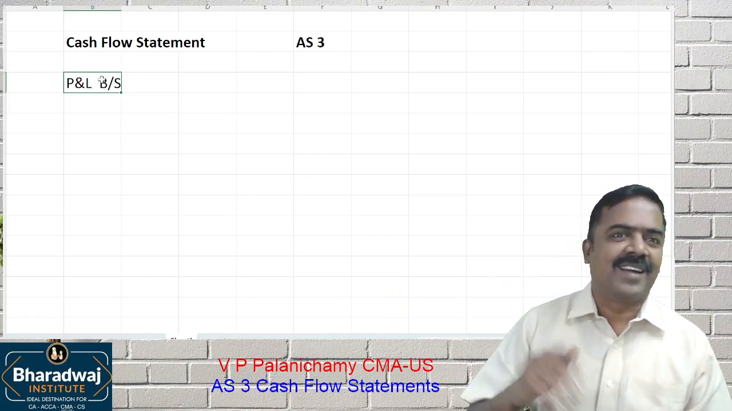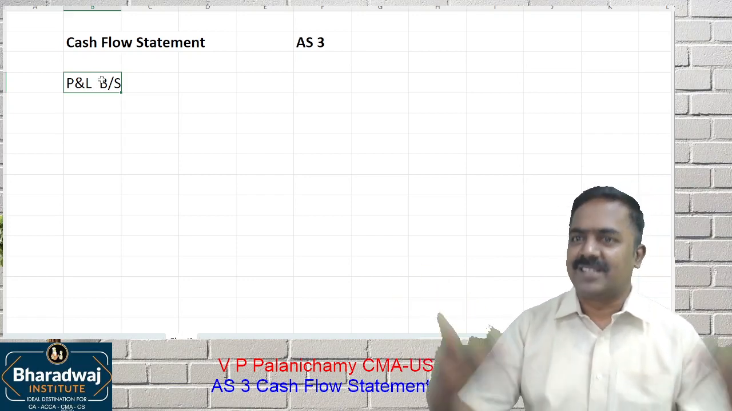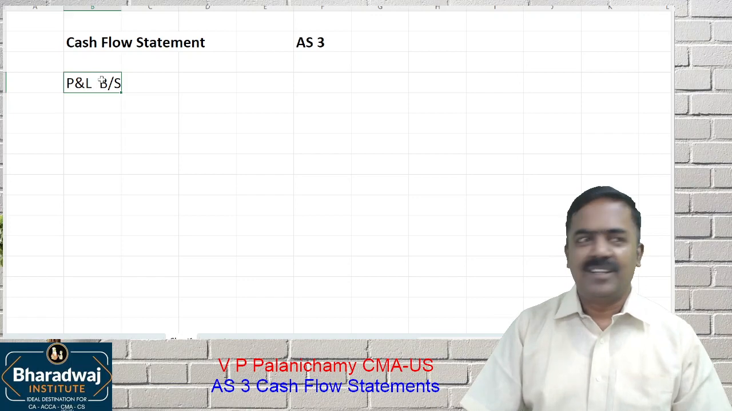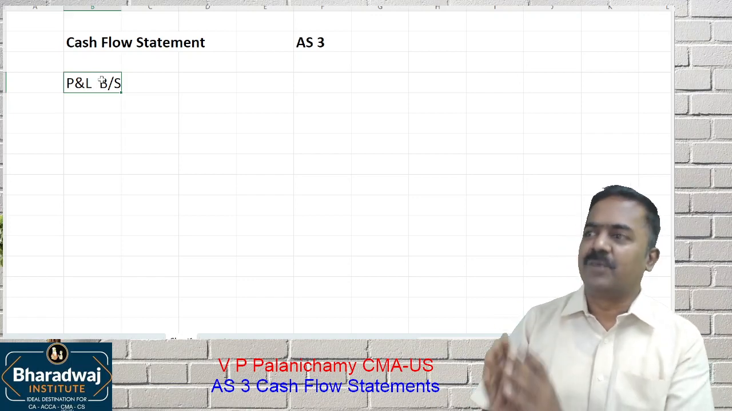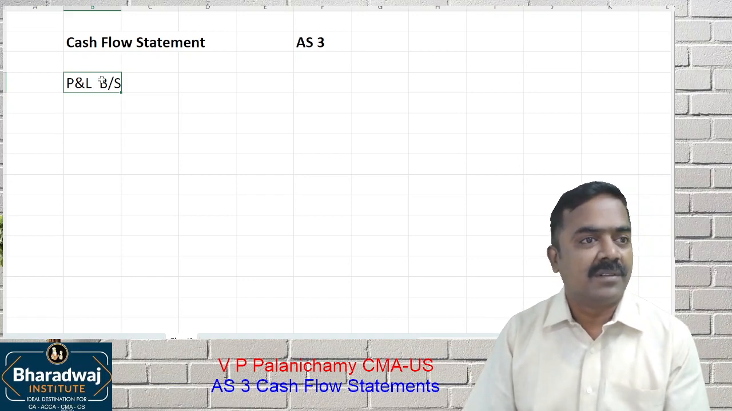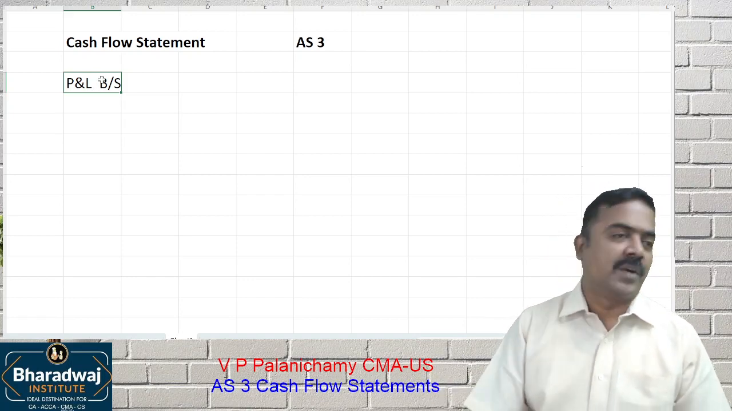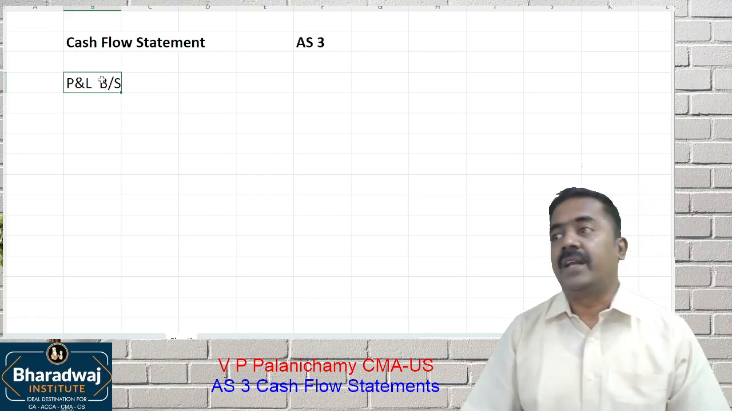By looking at that, can you drive for the future? Can you drive your vehicle by just looking at the rear view mirror? If you invest by looking at the rear view mirror, the P&L account and balance sheet, last year it was good. Next year will it be good? May or may not be good. That's why investment decisions should not be taken based on which one?